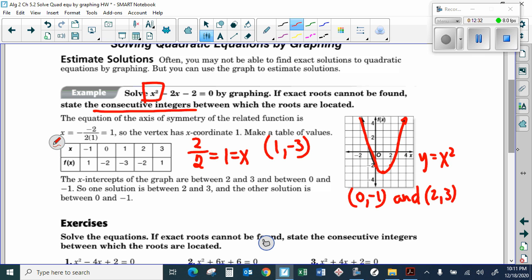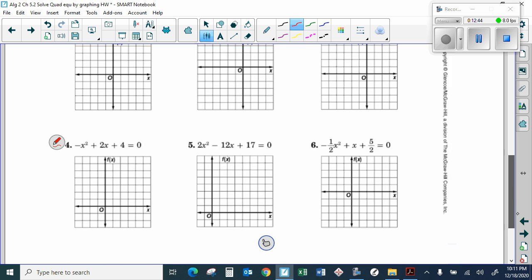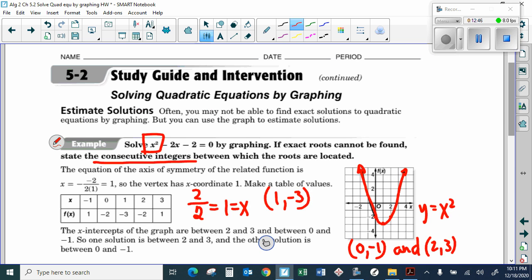Again, you could get all these answers on the graphing calculator, but the point is for you to work on doing it by hand, so you really understand how to do it instead of just plugging things into the graphing calculator. All right, that goes ahead and answers these questions here.